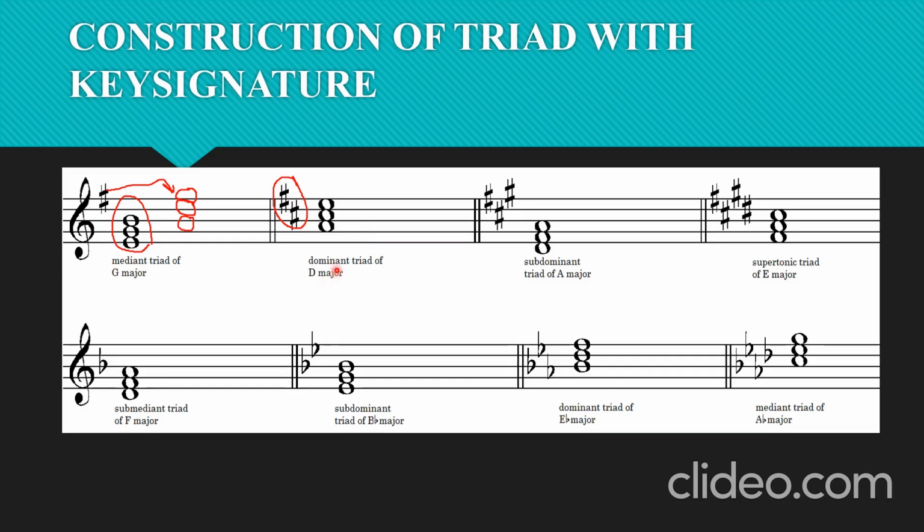So therefore, the dominant triad will now start from A. A will be the root, then C sharp will be the third, and then E will now be the fifth, as you can see. So the C sharp, you don't need to put a sharp with it again because it has already been sharpened at the key signature. That explains every other thing here.